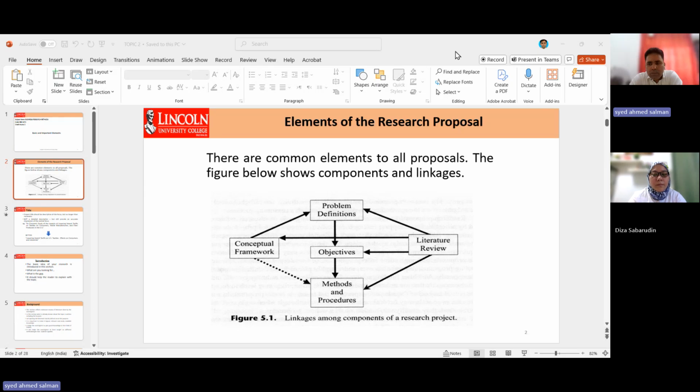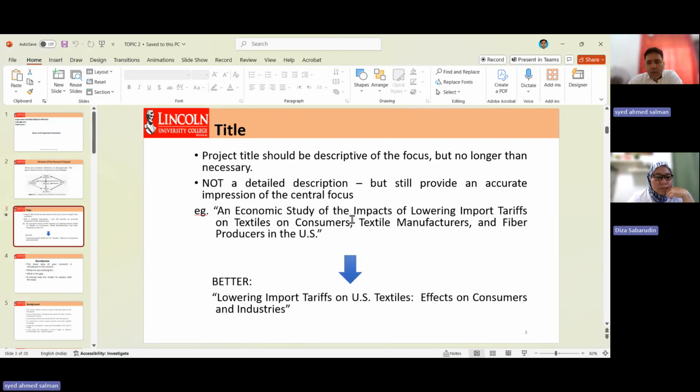Okay. So you understood the basic elements of the research proposal, right? That's great. Okay. So now we are going to go beyond the basic elements of a research proposal. The first thing you have to develop is the title of the research proposal or the project paper, right?